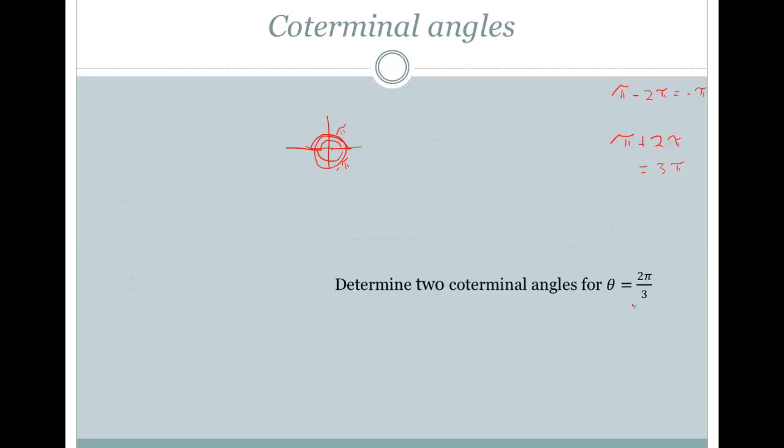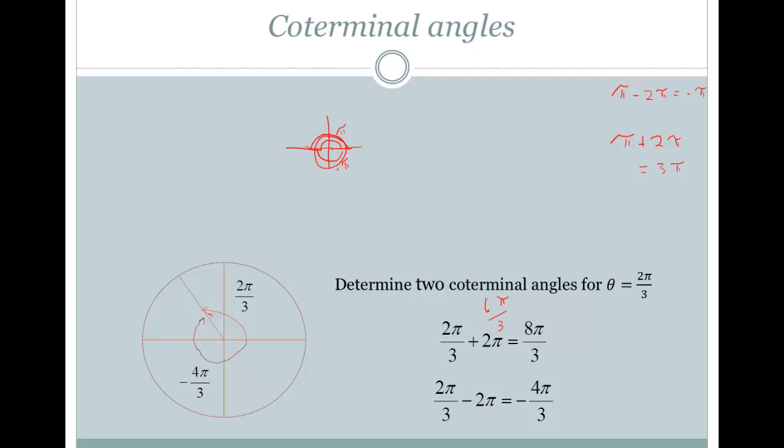If I want to find two coterminal angles for 2 pi over 3, I can add 2 pi. Check your math: this is 6 pi over 3 plus 2 pi over 3, and that's where my 8 pi over 3 comes from. And I can subtract 2 pi and get negative 4 pi over 3. Here's 2 pi over 3, here's negative 4 pi over 3 going in the clockwise direction, and 8 pi over 3 is going positive.